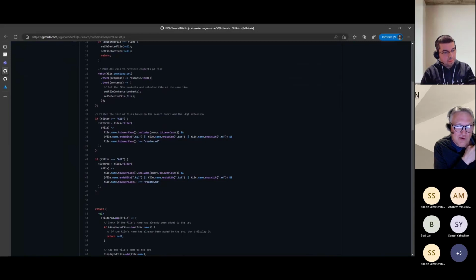I assume you're only looking into the master branch, right? Yes, only the master branch. This is also the line where it's specified, right? The file name ends with .kql, .txt, or .md, and I'm excluding the README files from it.